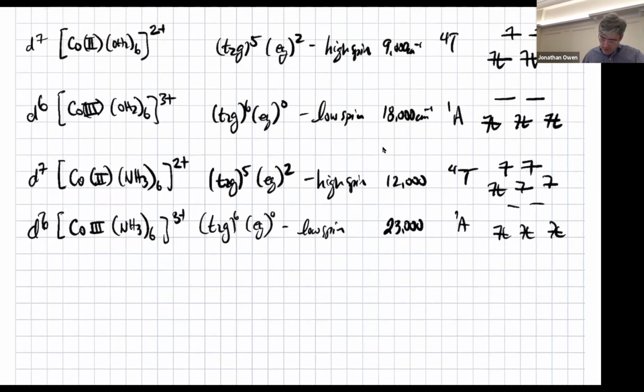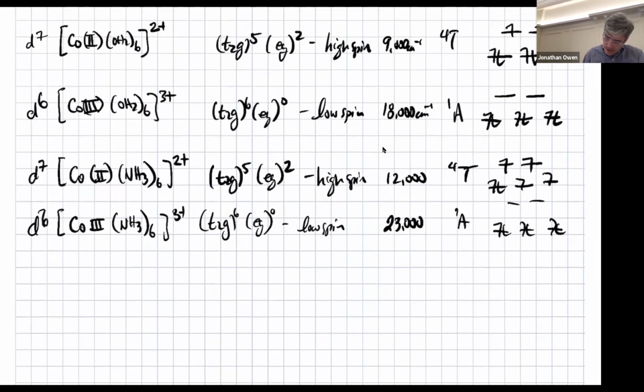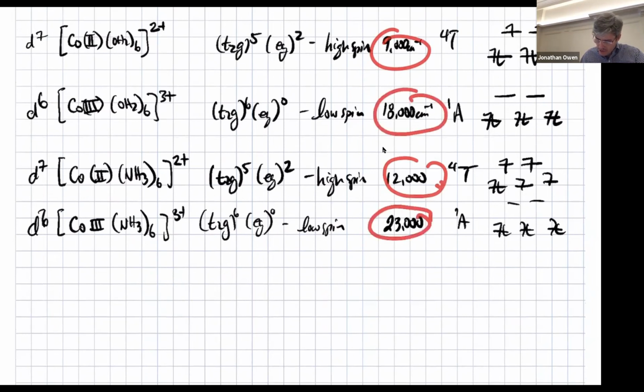So you can see for the cobalt-2 ions, you've got 9,000 and 12,000. So you get a 3,000 wave number difference on going from aqua ligands to ammonia ligands. And in the cobalt-3 case, you go from 18 to 23. So 5,000 wave number difference. So the strength of the donor ligand and its impact on delta O is actually sensitive to the charge. It's more important to have stronger donor ligands when the metal ion is 3+ instead of 2+.